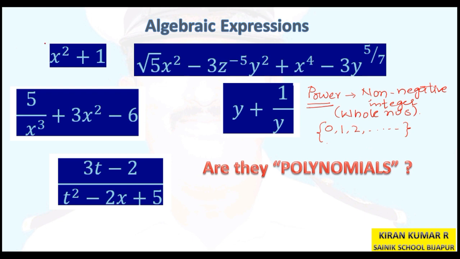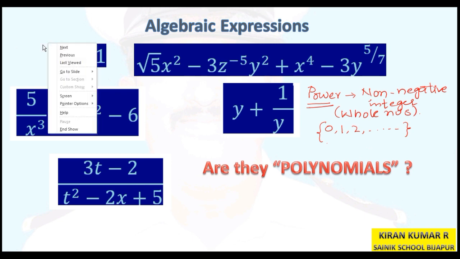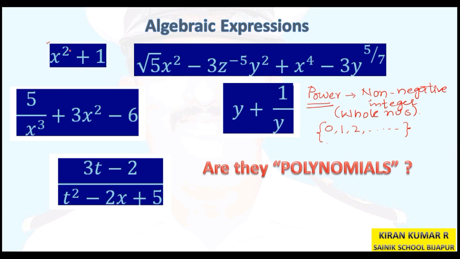Look at the first example here. Can I say x square plus 1 is a polynomial? Yes, it is a polynomial. The reason is there is only one variable and the power of the variable is a positive number, and clearly the power is a whole number, so it is a polynomial.